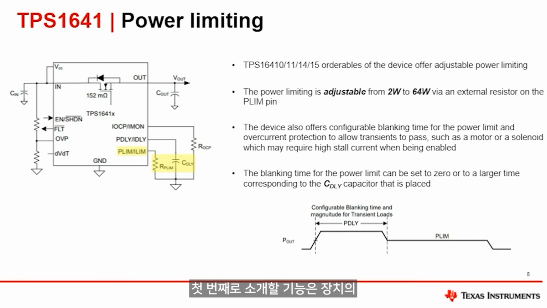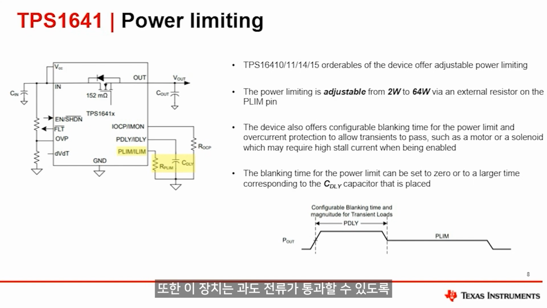The first feature that we'll talk about is the power limiting of the device. There are 4 different orderables which have this power limiting: versions 1.0, 1.1, 1.4, and 1.5, which offer adjustable power limiting. The power limiting is adjustable from 2 watts up to 64 watts via an external resistor on the P-limit pin, shown in the diagram to the left.